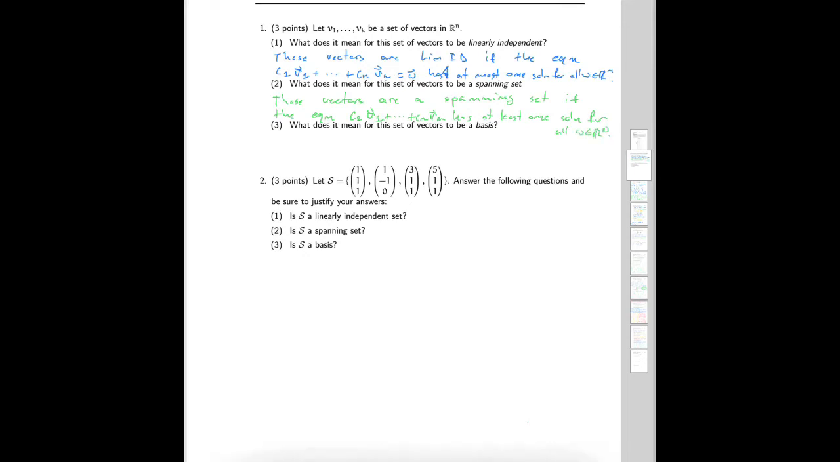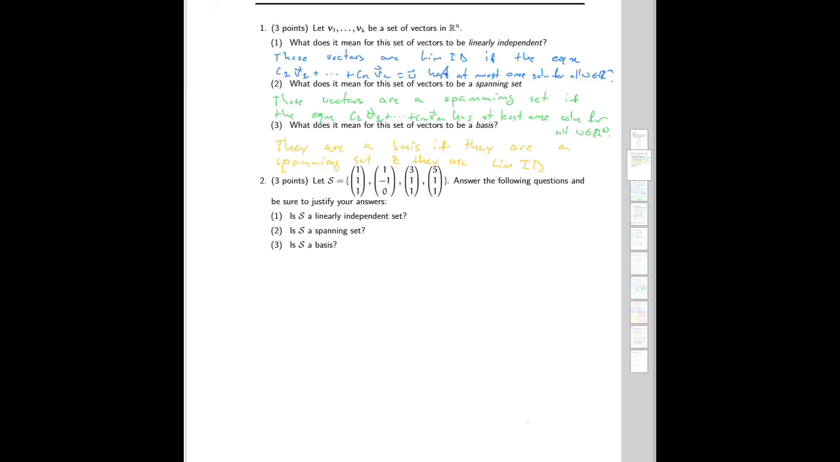Okay, and finally the third one, what does it mean for these set of vectors to be a basis? They are a basis if they are a spanning set and they are linearly independent. Okay, now I'm going to move on to problem number 2.